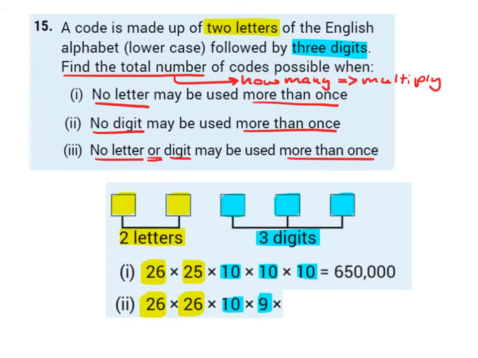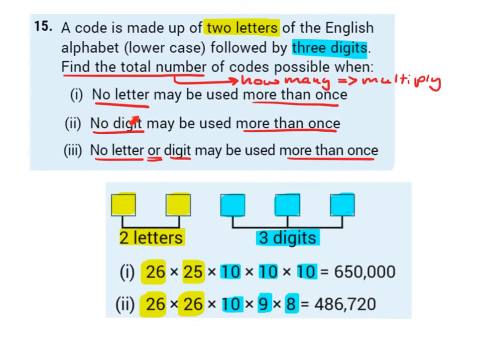And then what are we going to multiply that by? Well, we're now looking at our last digit. So remember, no digit may be used more than once. So whatever digit you chose for the first and second digits, you've used them now. So 10 digits, take away 2, leaves us with 8 digits to choose from for the last digit. So we're going to multiply by 8. And 26 by 26 by 10 by 9 by 8, and that gives us 486,720 ways we could make this code where no digit may be used more than once.